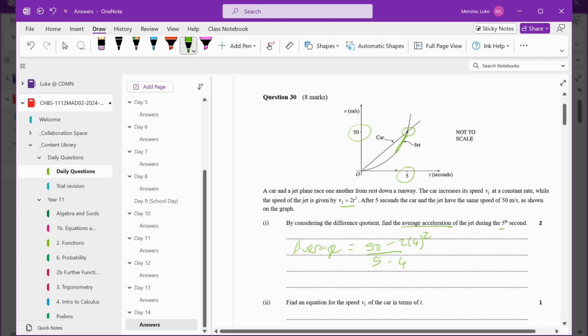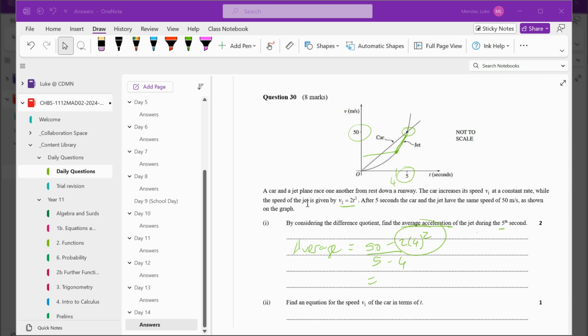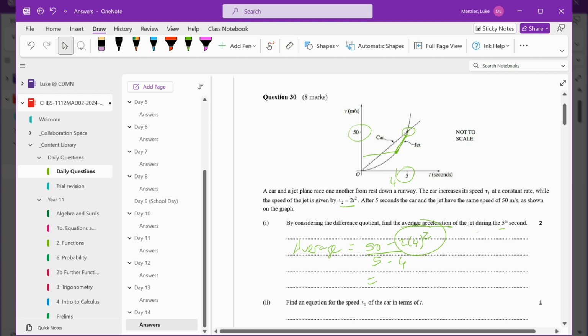Because what I want to know is, if that's 4 there, what is this point? I've got to figure out what value is over there. How do I do that? I substitute it back into the formula. And if we do that, we should get an answer of 18, 18 meters per second.